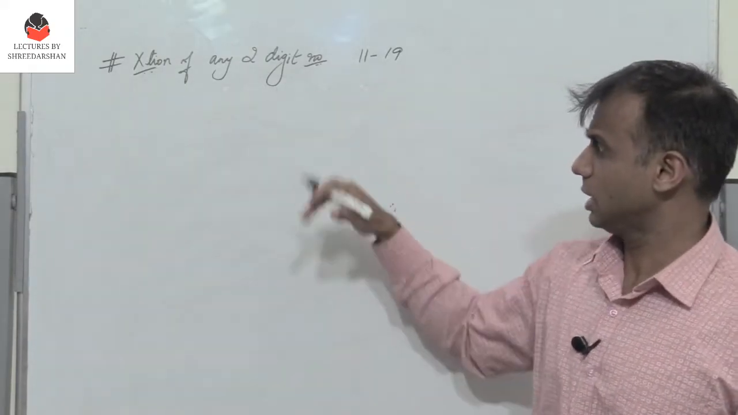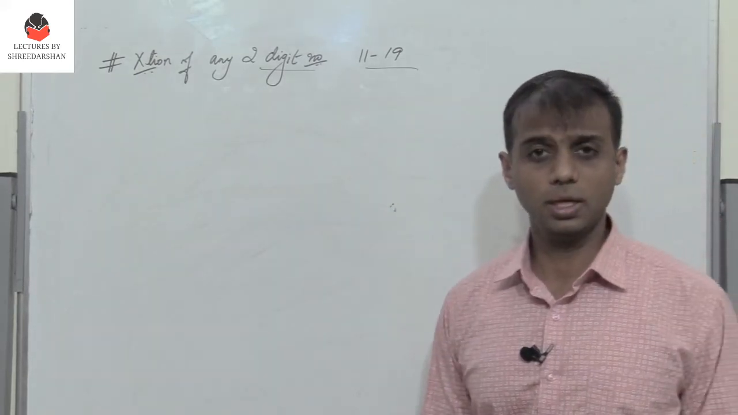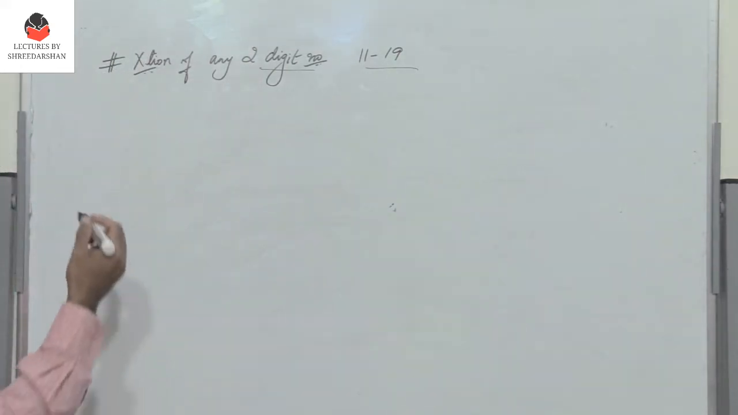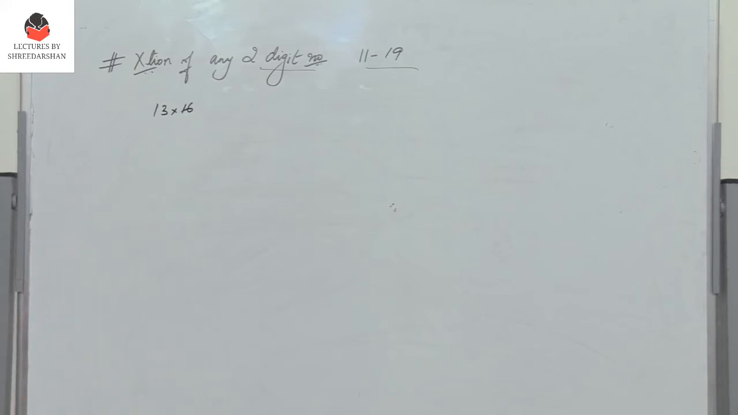Another very interesting technique: if I have to multiply any two-digit numbers which lie between 11 and 19, what is the easiest way? Let's take an example. Let's consider 13 into 16 here. Among these two numbers, which is the largest number? We know that 16 is the largest number.